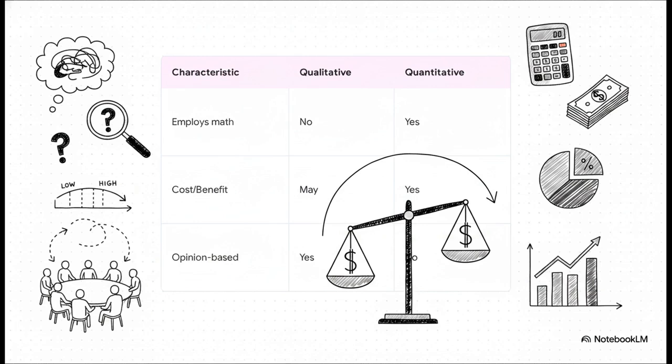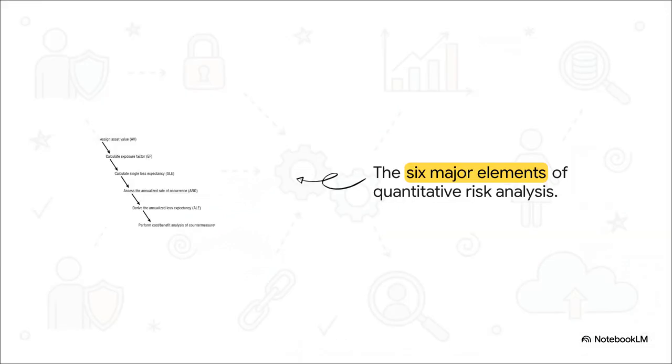Quantitative analysis, on the other hand, is entirely objective. It uses hard financial values, math functions, and percentages. It removes opinion entirely and gives you concrete dollar figures. Now, what's really interesting about this flow is how logical the progression is. You start way at the top by assigning an asset value.